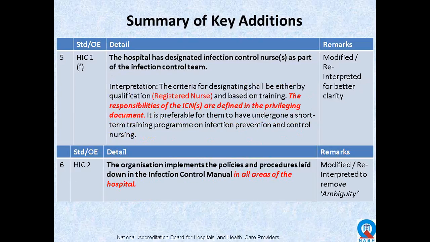Next is 1F. Here, the change is that the responsibilities of the infection control nurse are defined in the privileging document.